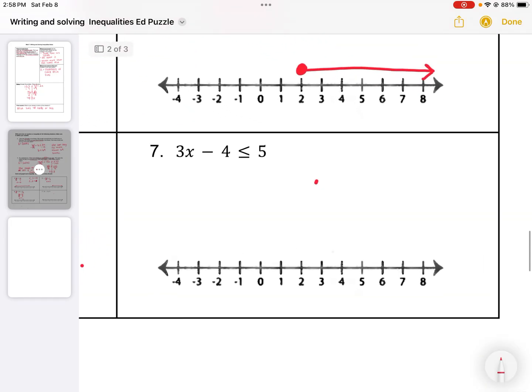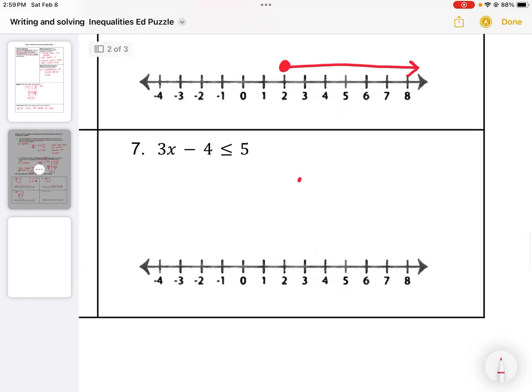This is our last question. Step number 1, I need to look for any simplifying terms. I have no like terms that can be combined. Step number 2, I need to look to see if there are any adding or subtracting. I do see the 4 being subtracted, so I need to do the inverse operation, and I'm going to add 4 to both sides. When I do, these cancel. My 3x comes down, my sign stays the same, and 5 plus 4 should give me 9.